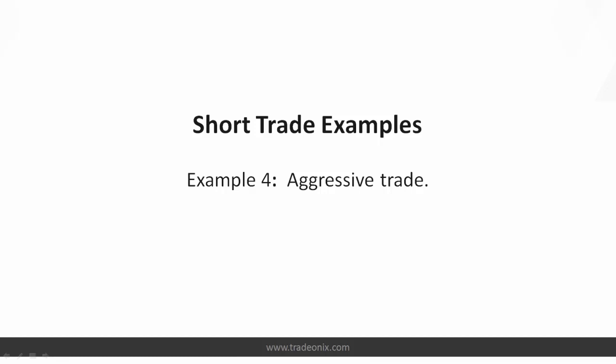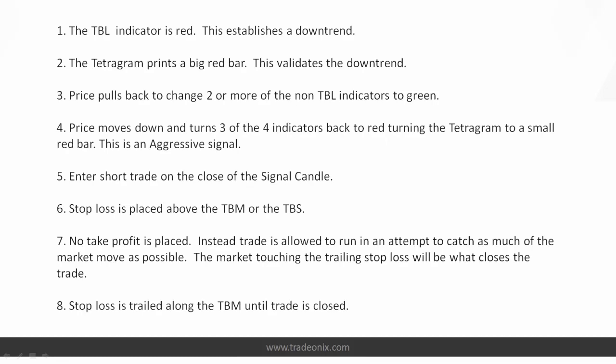Short trade example number 4, an aggressive trade. The TBL indicator is red. This establishes a downtrend. The tetragram prints a big red bar, and this validates the downtrend. Price pulls back to change 2 or more of the non-TBL indicators to green. Price moves down and turns 3 of the 4 indicators back to red, turning the tetragram to a small red bar. Now, this is the aggressive signal. Enter short trade on the close of the signal candle.